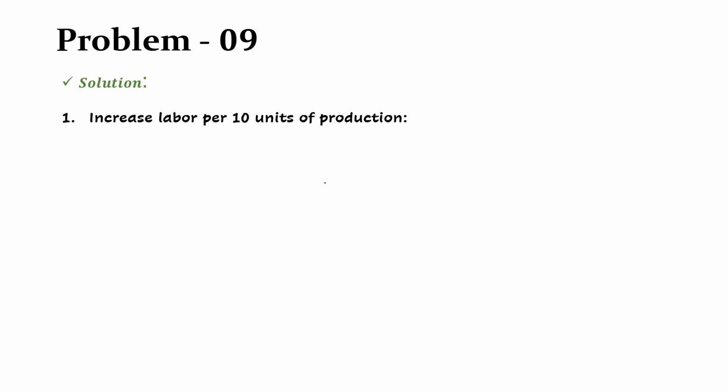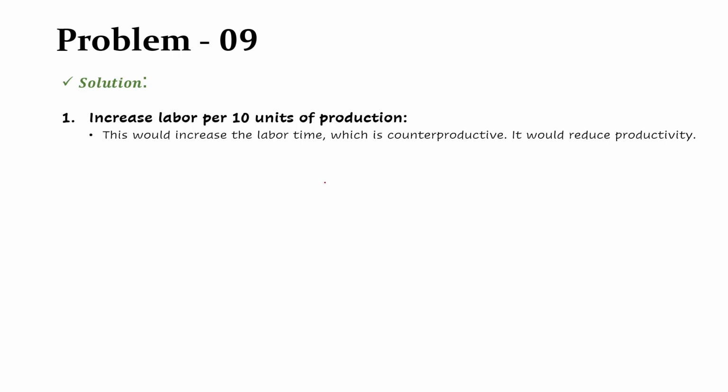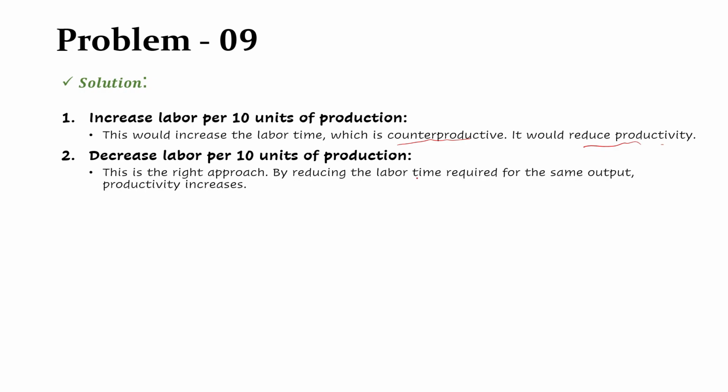The first one is increase labor by 10 units of production. So if we increase labor, then it means we are increasing our input, which is counterproductive. So it will reduce the productivity. The second option is we decrease labor per 10 units of production. In this case, since we are decreasing the input, it will increase the productivity. So this is the right approach.